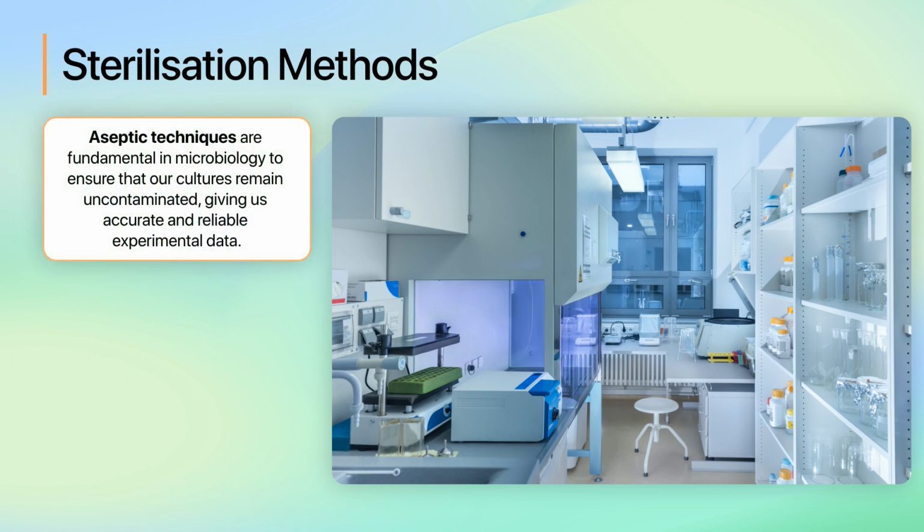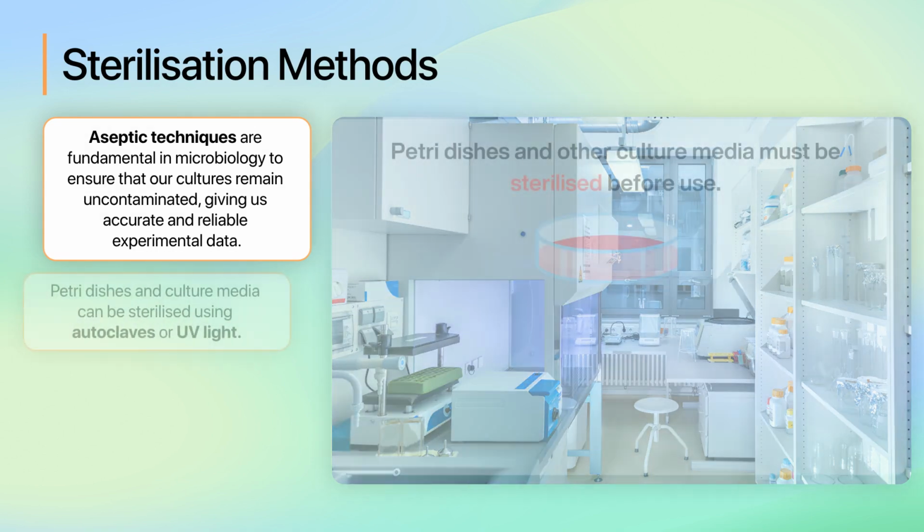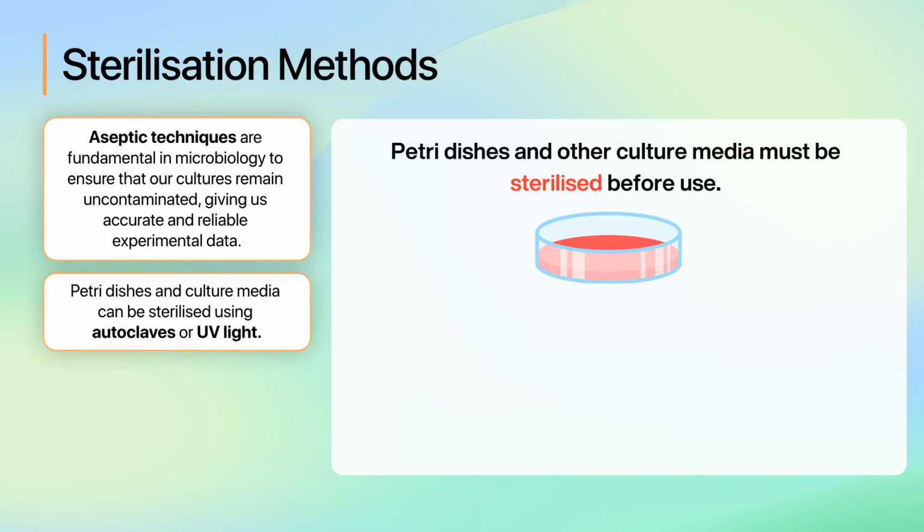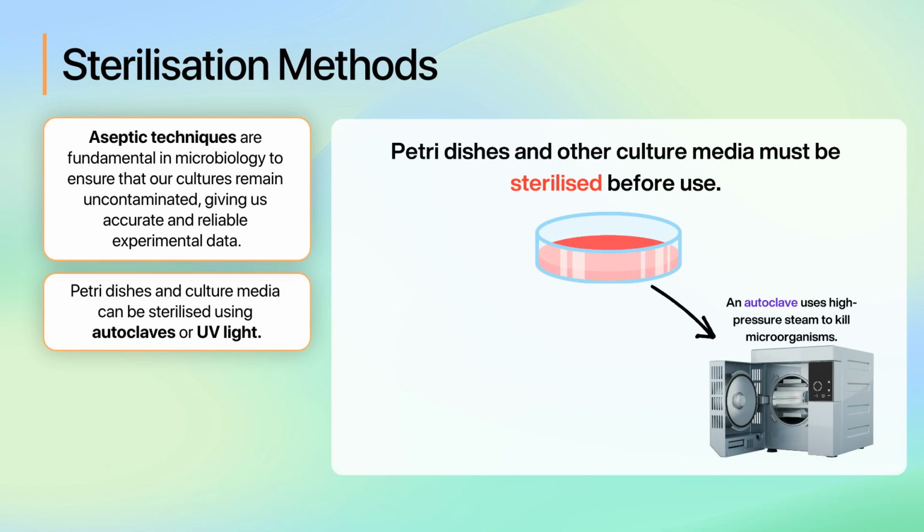These techniques are fundamental in microbiology to ensure that our cultures remain uncontaminated, giving us accurate and reliable experimental data. First, let's look at sterilisation methods. Before use, Petri dishes and culture media must be sterilised. This can be done using an autoclave, which uses high-pressure steam to kill all forms of microorganisms. Alternatively, UV light can be used to sterilise surfaces by damaging the DNA of any potential contaminants.